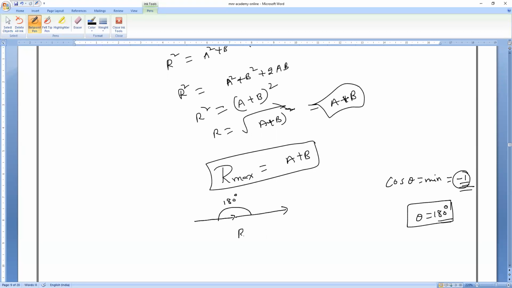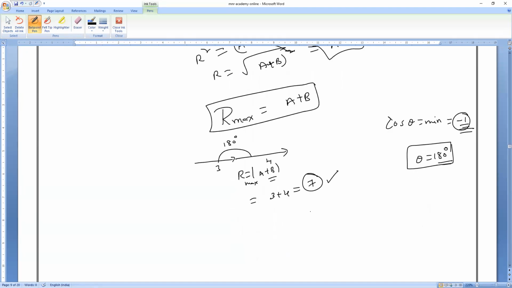Means addition. So R maximum, addition means what will come? A plus B. So A plus B means the vectors are in the same direction or opposite direction? Same. Understand, Rudreshwar? That is what addition means. 3 plus 4, how much is the maximum? 7. Understand?